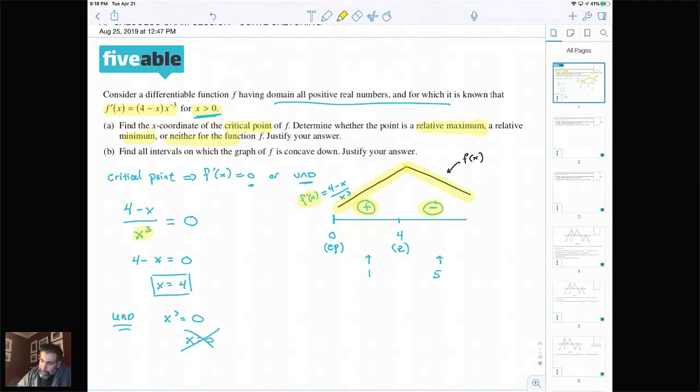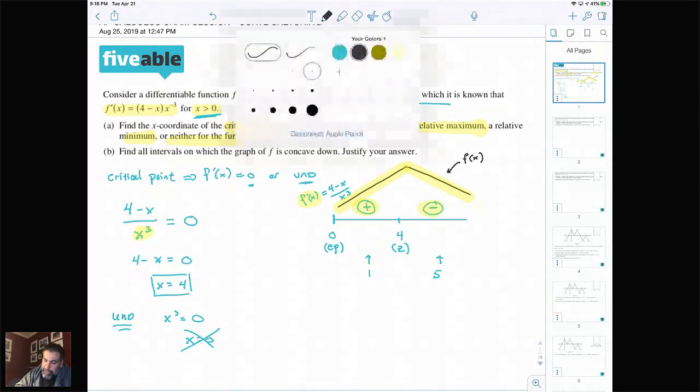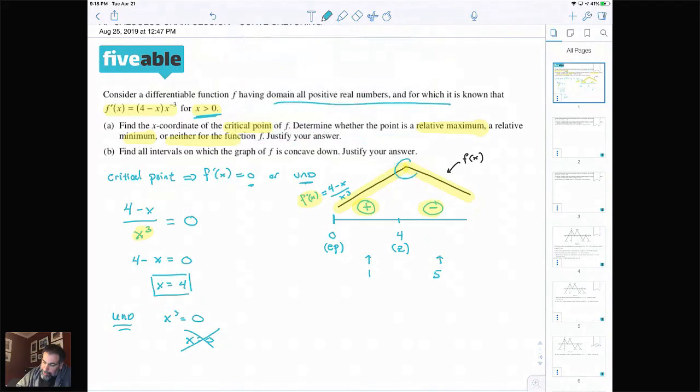So from here, is this critical point a relative maximum, a relative minimum, or neither? Well, if you look at that graph, and I call this a line graph because it's drawn with straight lines, the line graph very clearly illustrates that we are getting a maximum value here. So the way we would answer this question, find the x-coordinate for the critical point, I just say x equals 0. There's my critical point. Determine whether it's a relative max, min, or neither. I'm going to call this one a relative maximum.